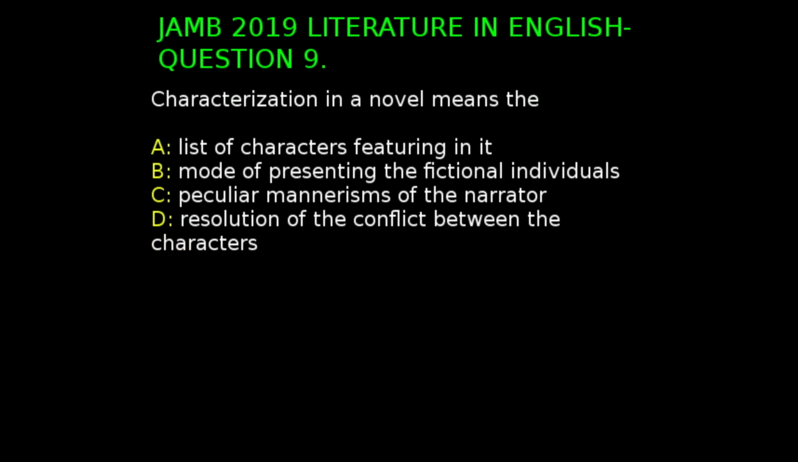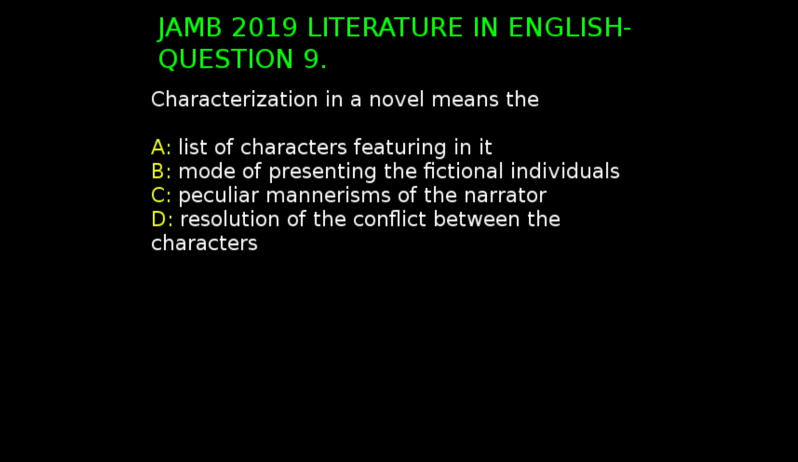JAMB 2019 Literature in English question 9. The question says, characterization in a novel means: the options given are A, list of characters featuring in it, B, mode of presenting the fictional individuals, C, peculiar mannerisms of the narrator, and D, resolution of the conflict between the characters. To understand and select the correct answer to this question, let us first of all define what characterization is.